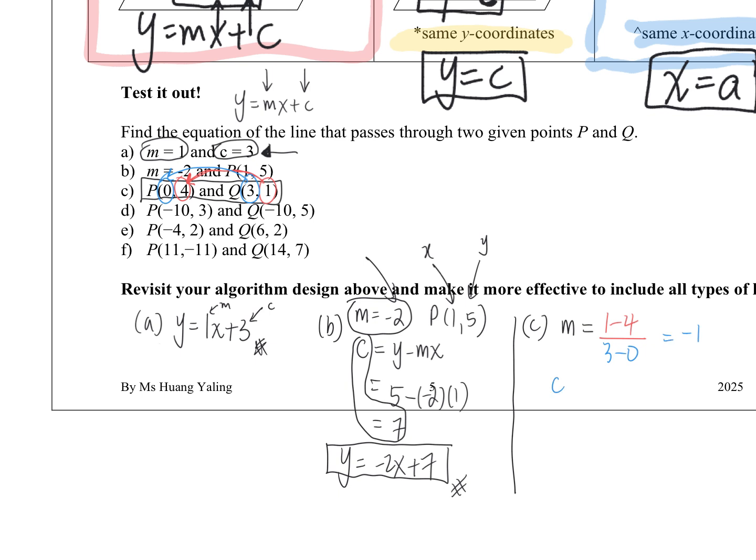Justin, how to find y-intercept using the formula? Choose one point first. Let's say we choose the point P. My gradient is minus 1. How to find C? I pick already. Pick Q. So this is X, this is Y. So how should I sub in?